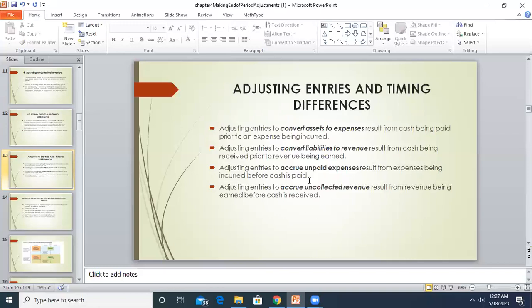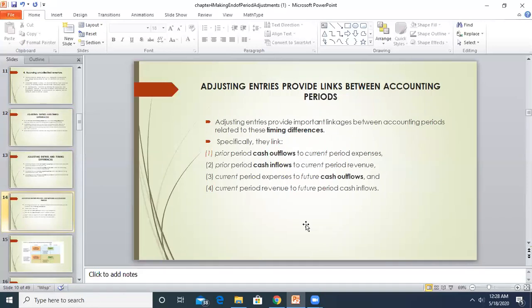Then adjusting entries to accrue unpaid expenses. And that was the third type. And last, today we have discussed accruing uncollected revenue, from revenue being earned before cash is received. So now what we have done.